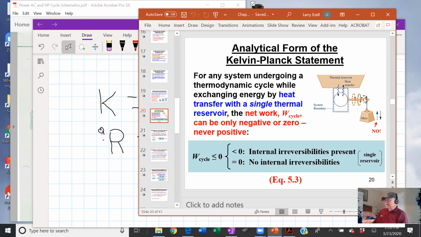This is a little hard to understand because I just gave you the illustration about the turbine, but this is not exactly the same situation. I'll have to explain that better to you later. But all right, so if the work of the cycle would have to be negative, it theoretically could be zero, but if irreversibilities are possible, it's going to be less than zero.